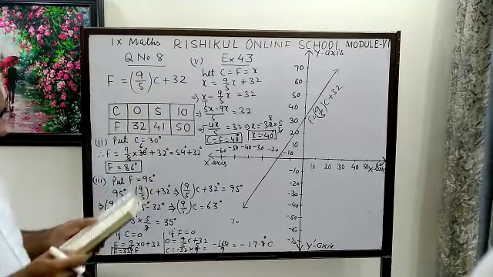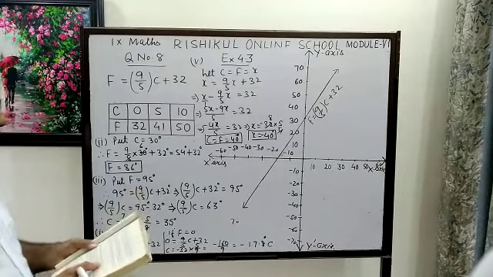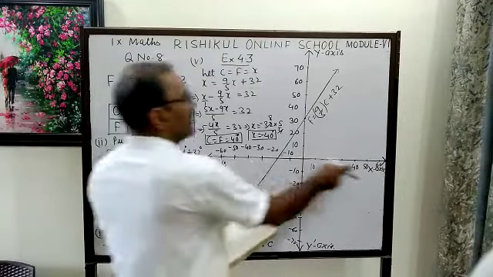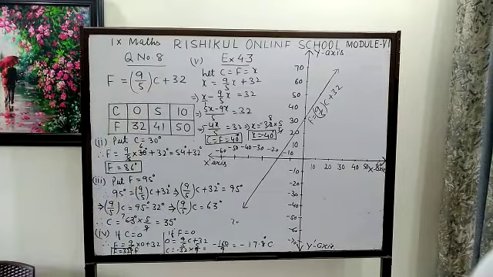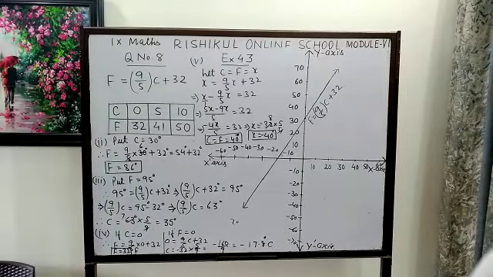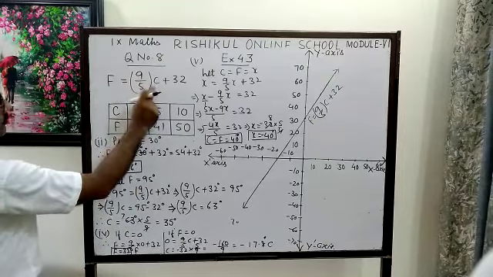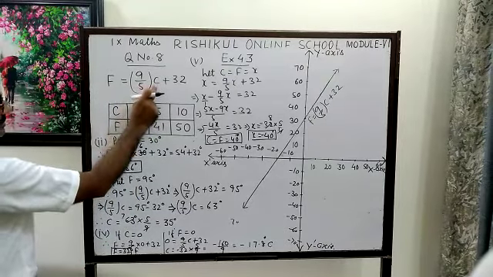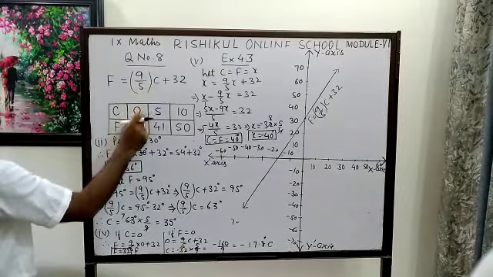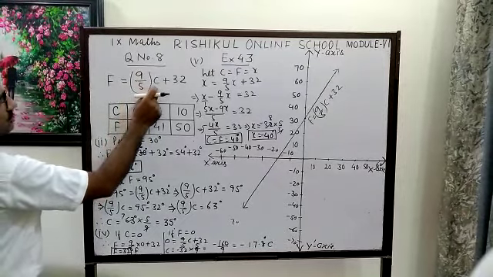First question is, draw the graph of the linear equation above using Celsius on the x-axis and Fahrenheit on the y-axis. See very attentively, because it is a linear equation in two variables, F Fahrenheit, C Celsius. First of all, if in place of C you put 0, then you get 9/5 into 0, 0, plus 32. F will be 32.